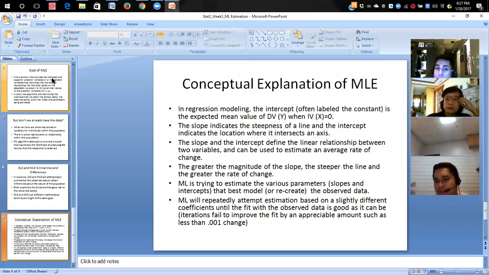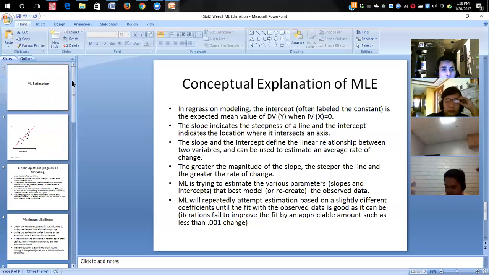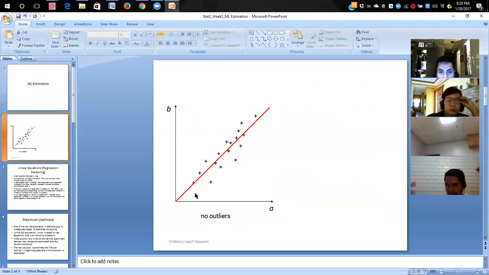The slope indicates the steepness of a line, and the intercept indicates the location where it intersects an axis. So remember, you have your y and your x-axis. So your slope is how steep the line keeps going down. So that's the slope. If we look at here, from here, how this line keeps going down is what we call the slope.